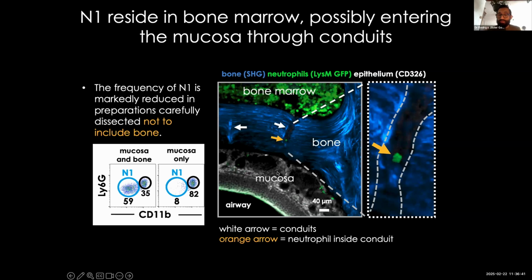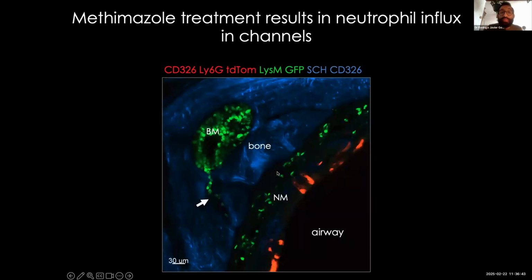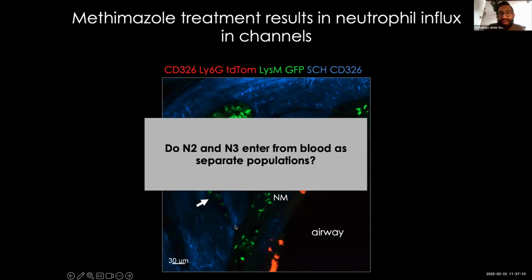Under specific conditions, one in particular, after treatment with methimazole, which is a drug that is used to deplete olfactory neurons, we see a great increase in the flux of neutrophils from one compartment into the other. Overall, then, this indicates that N1 neutrophils survive in the bone marrow, but they are connected through direct channels to the nasal mucosa, and that under specific conditions, there could be an influx of these neutrophils from one compartment into the other. But what about N2 and N3 neutrophils, which we already know enter from blood?